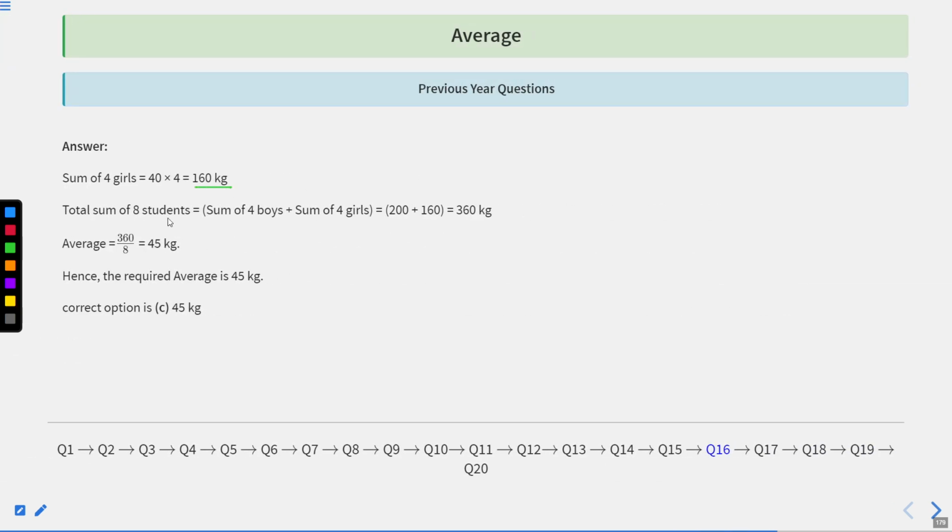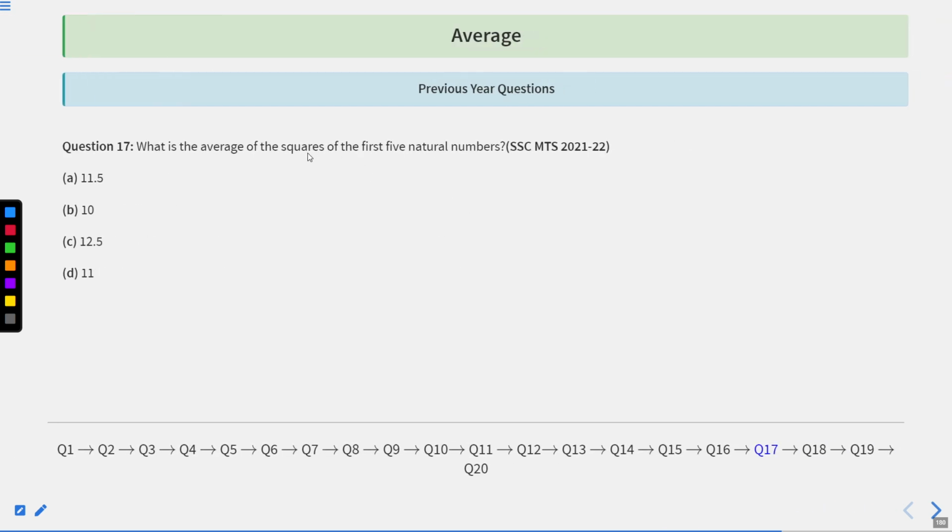So the total sum for 8 students is the sum of 4 boys plus the sum of 4 girls, which is 200 plus 160, and it will be 360 kg. So the average is going to be 360 upon 8, which is 45 kg. Hence the required average is 45 kg. So the correct option here is option C, 45 kg.